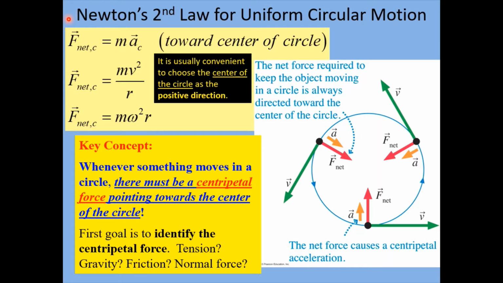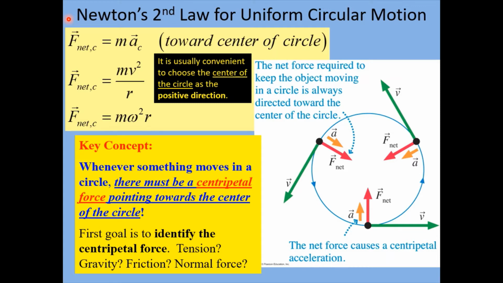In the first part of this lecture on chapter 6, we talked about the kinematics of uniform circular motion. The difference now is we're going to be talking about the dynamics. So we're going to be dealing with forces and accelerations and so forth. So we're going to be using Newton's second law and apply it to uniform circular motion.